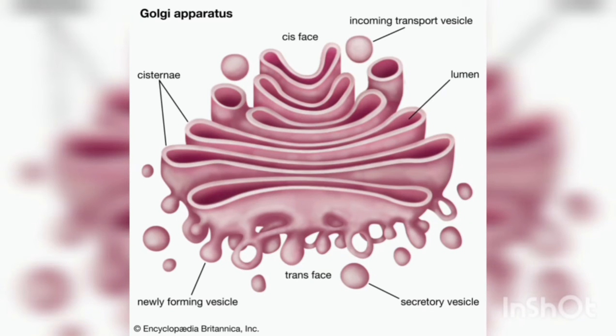Next is the Golgi apparatus. Golgi apparatus was first discovered by Camillo Golgi. It consists of membrane-bound flattened sacs arranged parallel to each other in stacks called cisternae. The material that is synthesized in the endoplasmic reticulum is packed and dispatched to various targets inside and outside the cell through the Golgi apparatus. It is also involved in the formation of lysosomes.